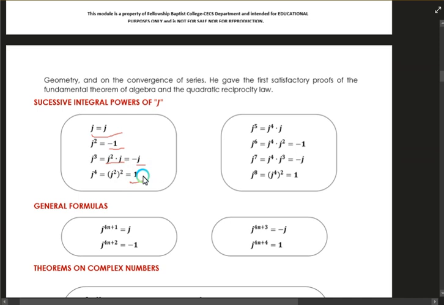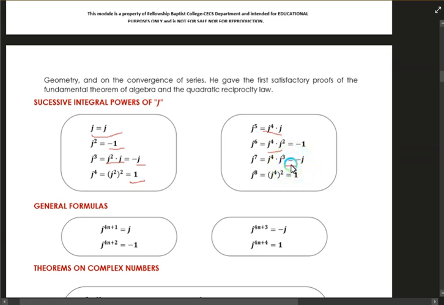Okay, if we continue to increase the values of the power, we will have J to the 5. So what happens to J to the 5? Factor it by J raised to the power of 4. We will have J raised to the power of 4 multiplied by J. We also have J to the 6, which is J to the 4th times J squared. For J to the 7, J to the 4th times J cubed.